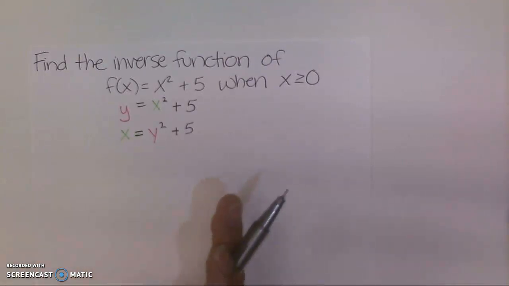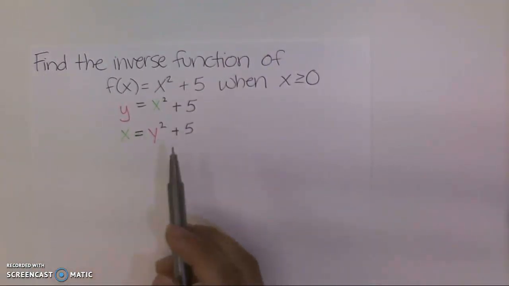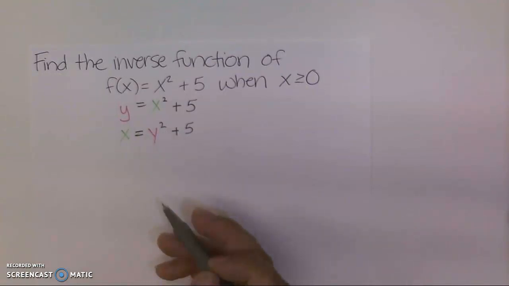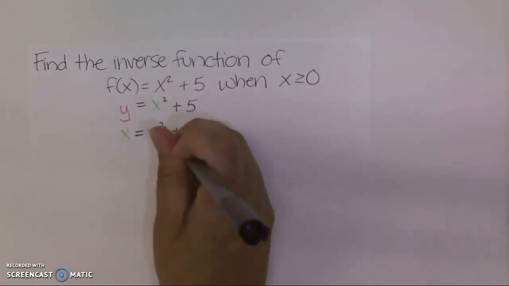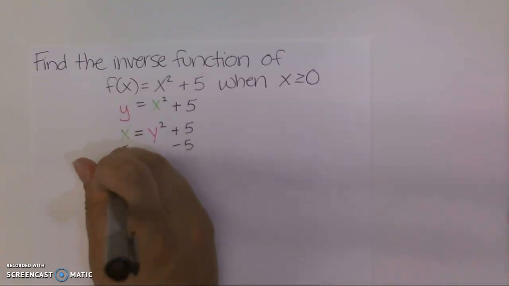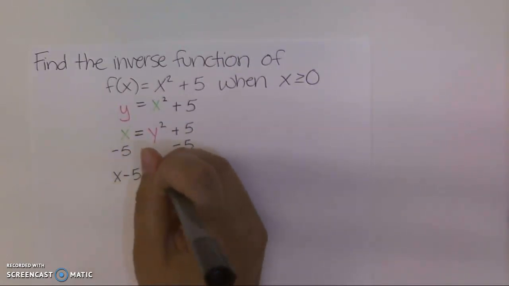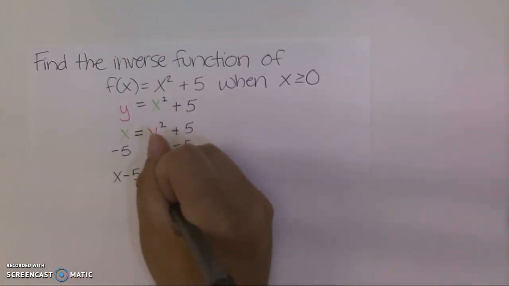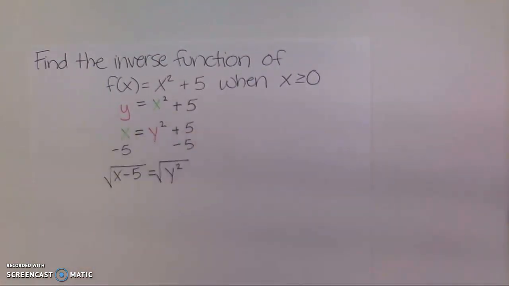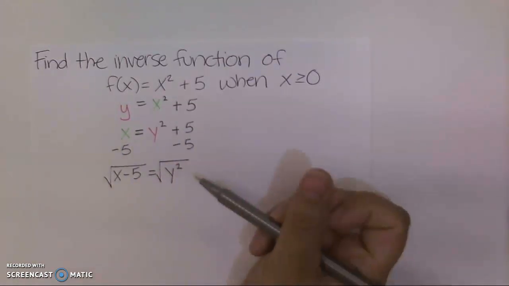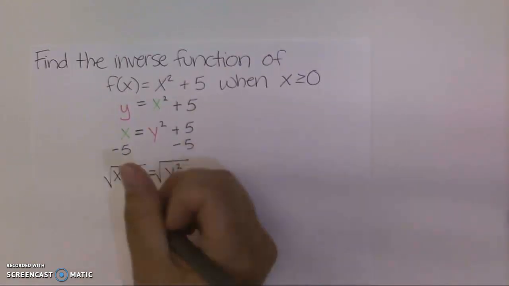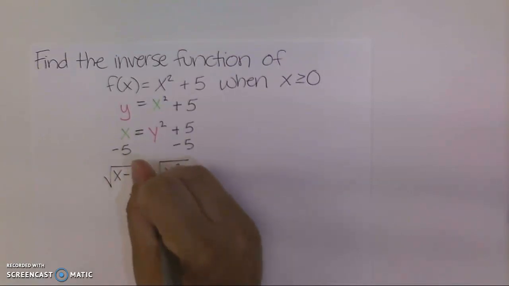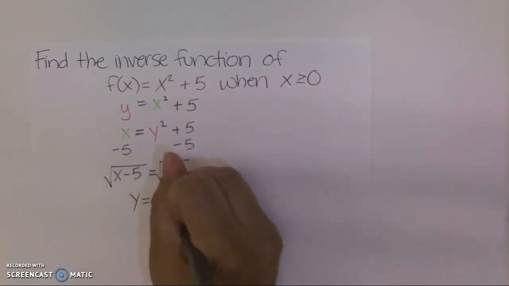Now, because we always write equations y equals, I need to solve this equation for y. So the first thing I'm going to do is I'm going to subtract 5 from both sides. So I have x minus 5 equals y squared. We all know how to undo a square. We take the square root. So I'm going to take the square root of both sides. Can I take the square root of x minus 5? No, I cannot. Can I take the square root of y squared? Yes, it's y. So I have y equals the square root of x minus 5.